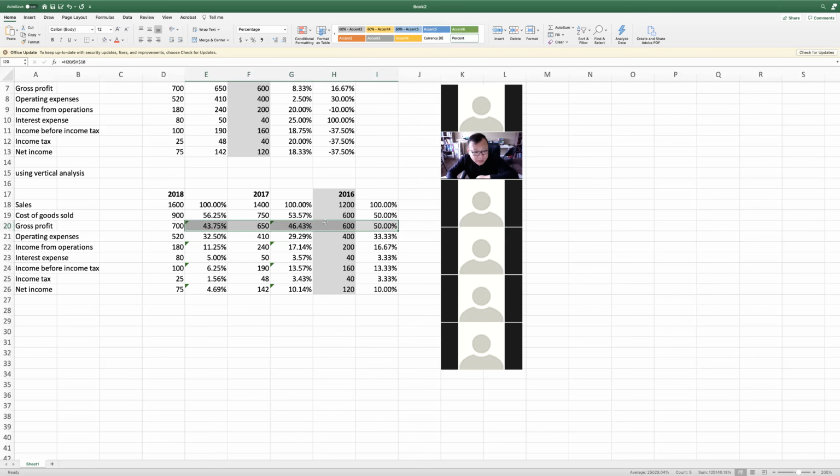When you compare net income, so this is your net income. You can see that it's relatively around 10%, but in 2018 it's only 4.5%, right?